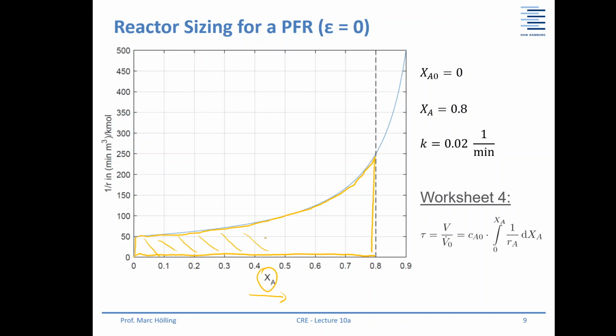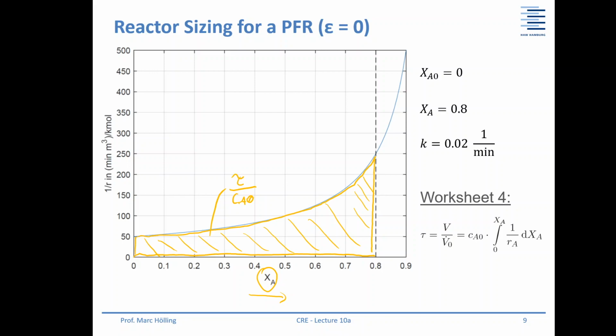So for the plug flow reactor, this would be this area here, which is equal to the residence time divided by the inlet concentration, Ca0.